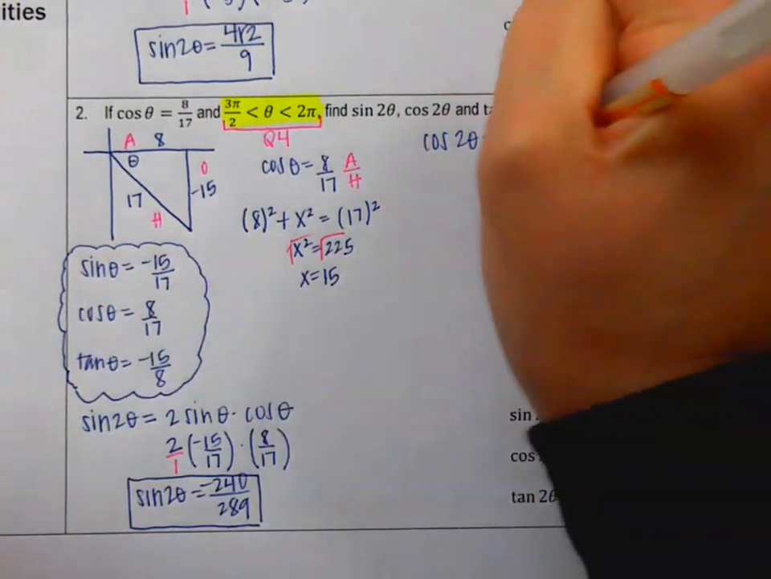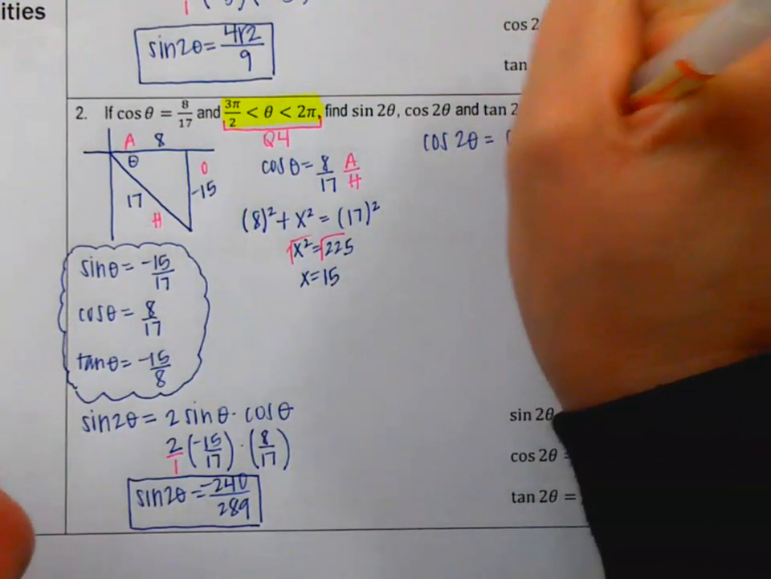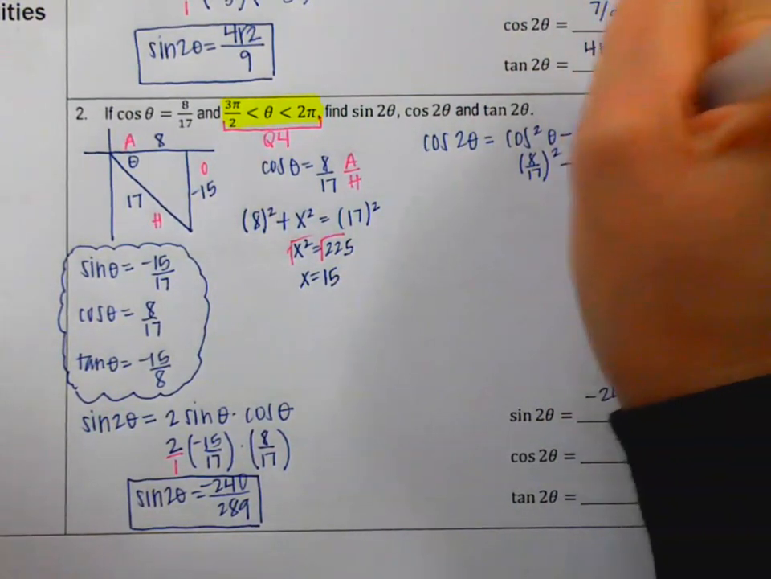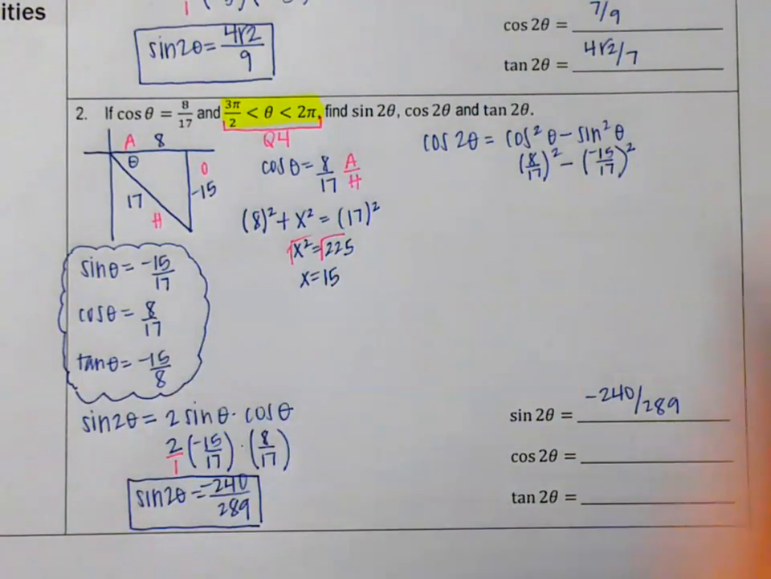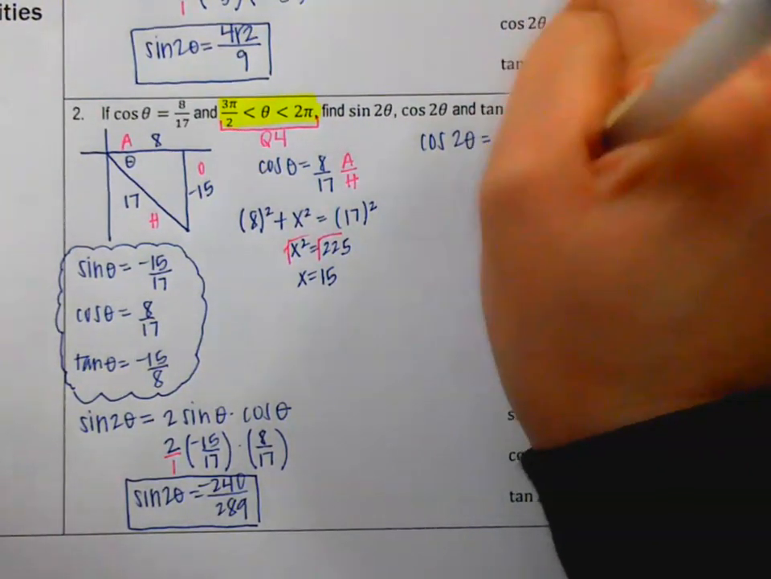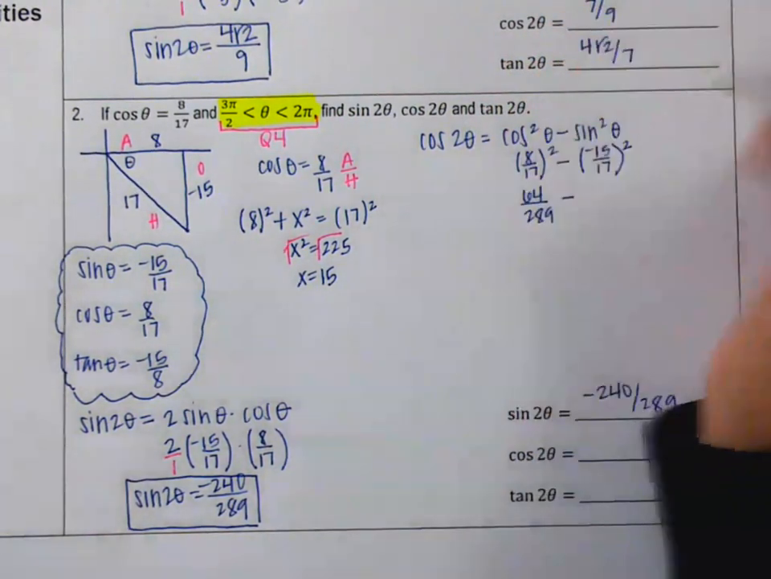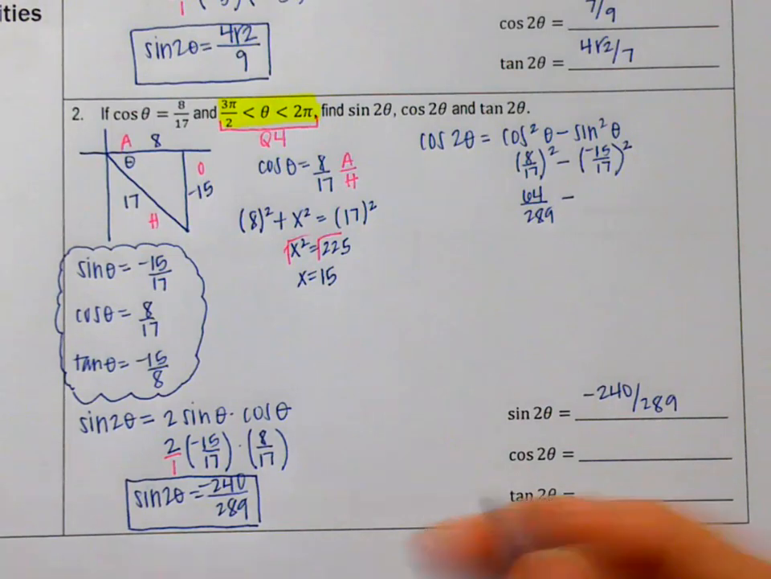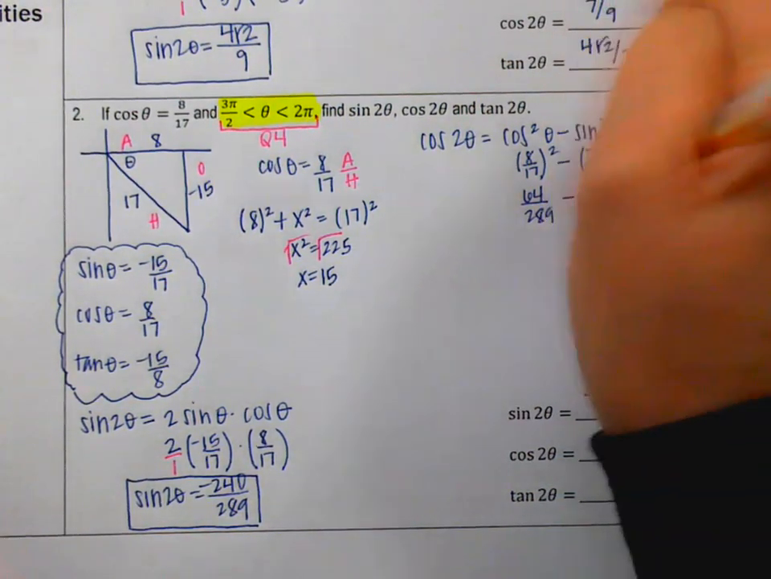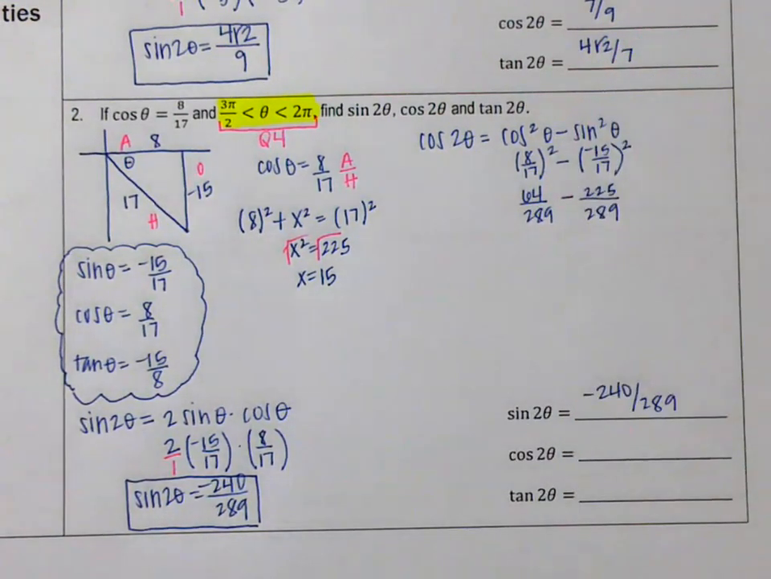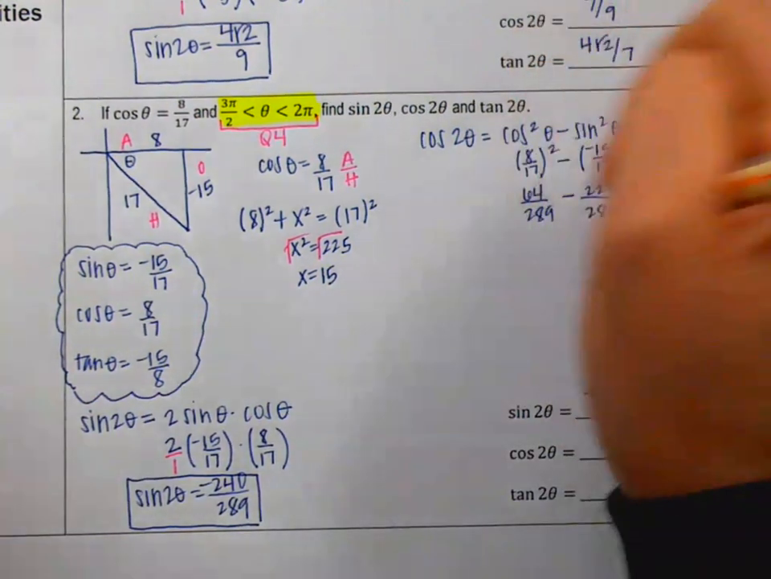Okay, so we're going to square 8 over 17. Then we're going to square negative 15 over 17. So I'm going to do that in my calculator. That's going to be 64 over 17 squared, which is 289, minus 15 squared, which is 225. The negative goes away because you're squaring a negative times a negative, and then 289. They already have a common denominator, so we just subtract the tops. 64 minus 225 gets me negative 161.